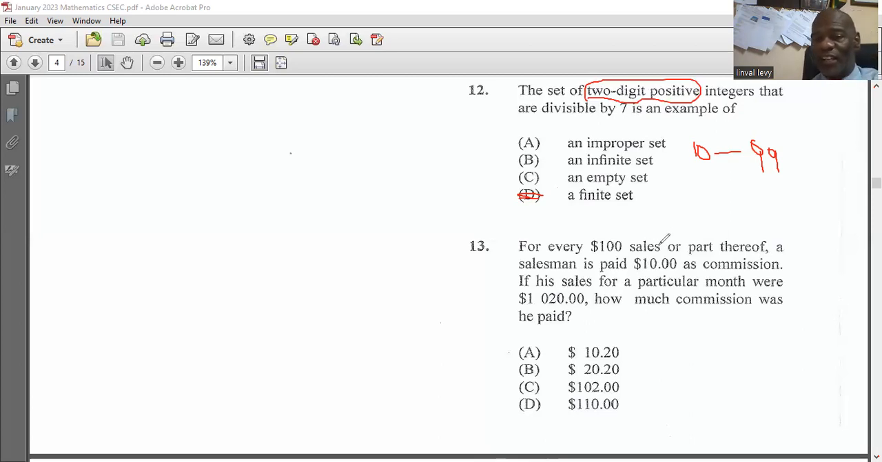And this is where it says every $100 or parts thereof. So for the $1,000, you have ten $100s in that. So for each $100, out of those 10, you get $10. So that is $100.